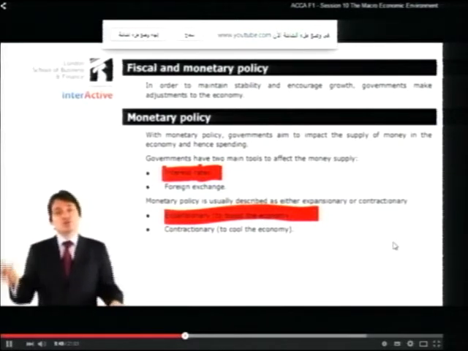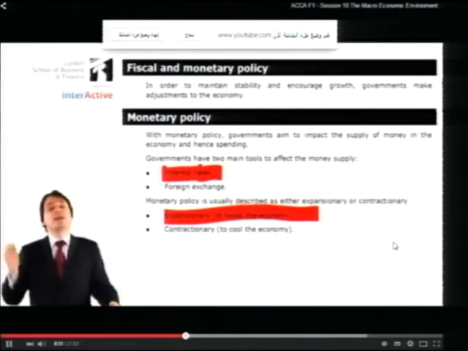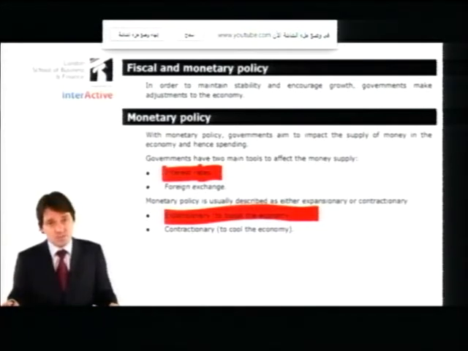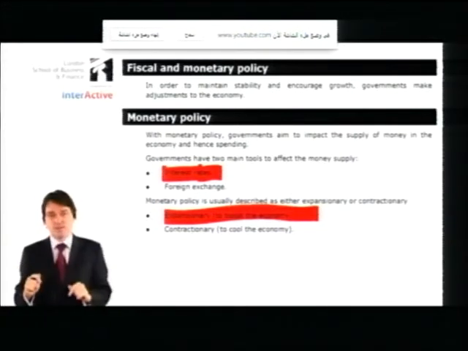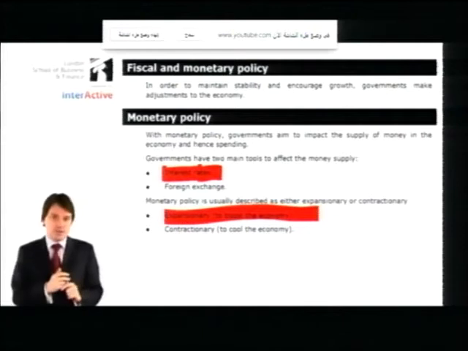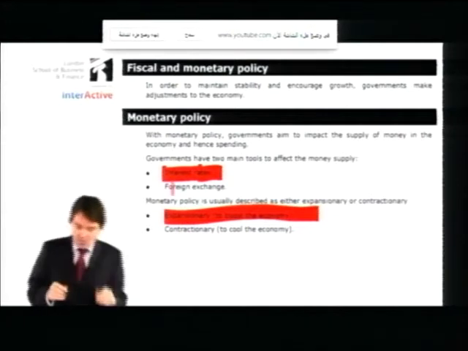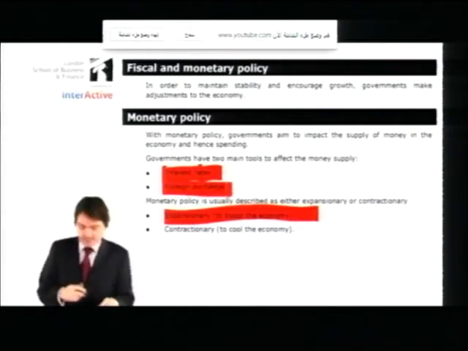If you want people to stop spending as much money, again perhaps because there is inflation, and you don't want people to be buying as much stuff, then you put interest rates up. That's the idea. Foreign exchange policy.